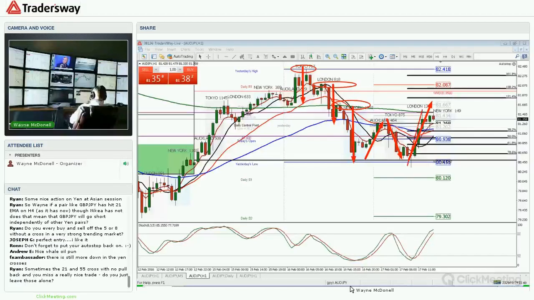Ryan says sometimes the 21.55 cross comes with no pullback. Do you miss that trade? Yeah, most likely, because I don't know if it's going to break or not.